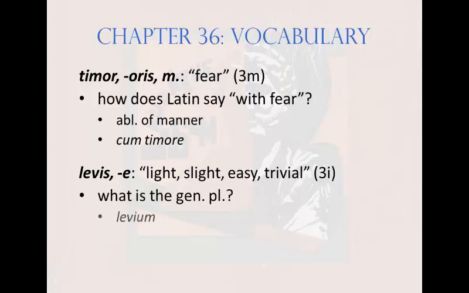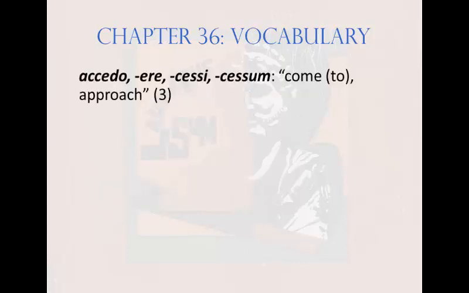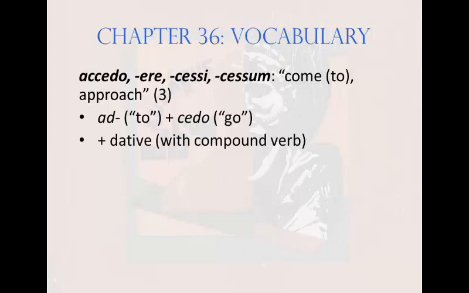Good for you, levium. Next up, accedo, accedere, accessi, accessum, meaning come, come to, or approach. A third conjugation verb. It's a compound verb. The prefix ad, meaning to, has been added to cedo, meaning go. The object of this verb is really the object of the prefix ad. Cedo in its go sense can't take an object. So what case will the object of ad be? That's right, dative, a dative with a compound verb. Or you can repeat the ad in a prepositional phrase, which will have an accusative object, of course.